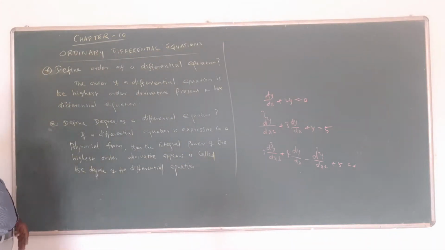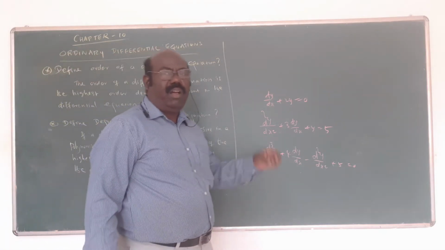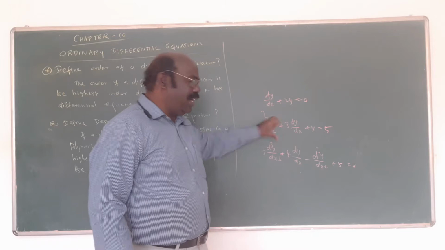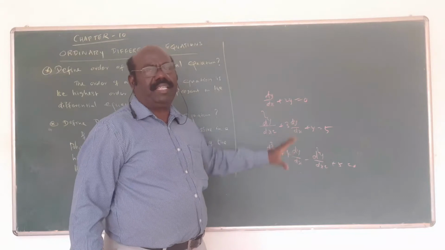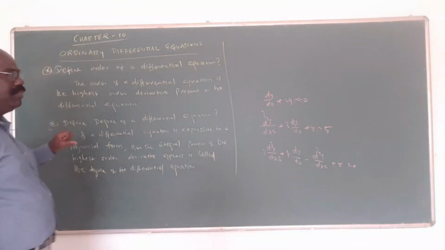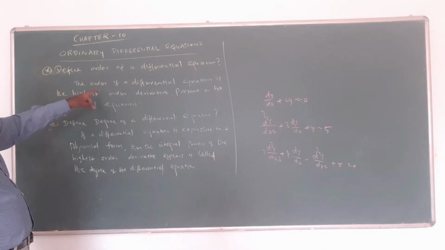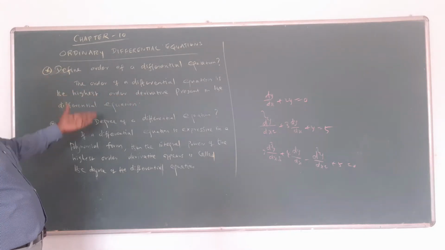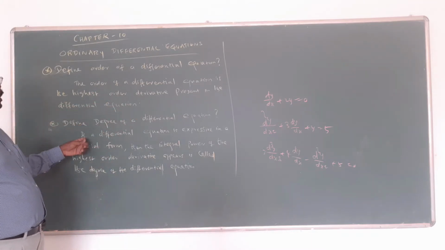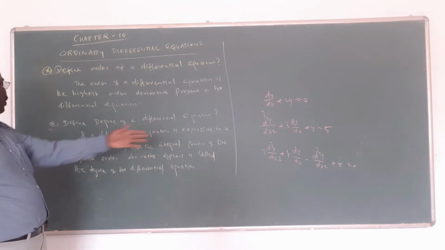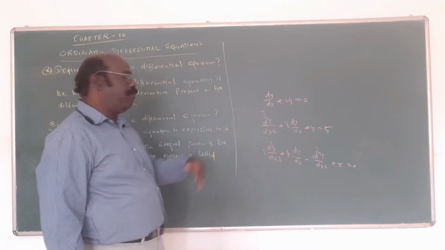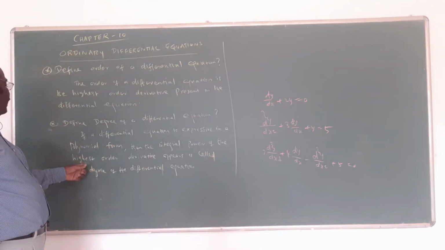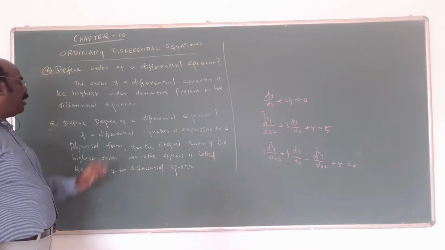Next exercise. What is the idea? What equation is given? What are the order and degree of the differential equation? First, you must know the definition. The order of the differential equation is the highest order derivative present in the differential equation. Next, if a differential equation is expressed in polynomial form, the power of the highest order derivative is called the degree of the differential equation.